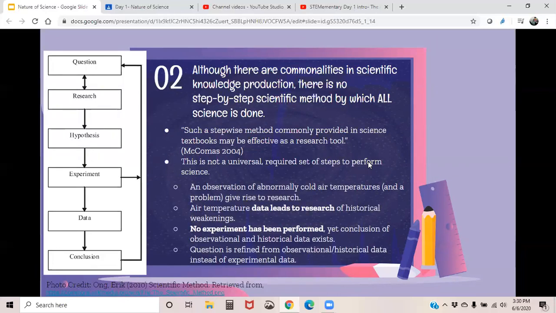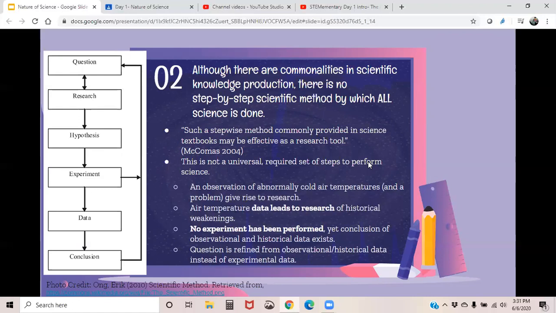An observation of abnormally cold air temperatures really was a problem for people in the United States and also over top of the USSR. That experience and that observation is what led to the interest in doing research. So air temperature data leads to research of historical weakenings. And then no experiment has actually been performed, yet there has been a conclusion from observational and historical data.